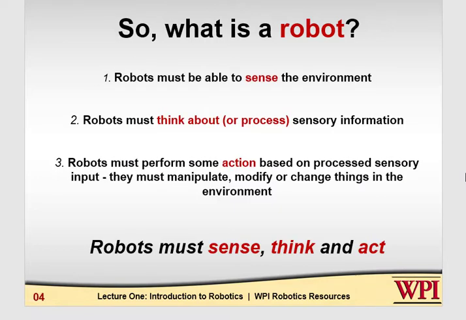The way we like to describe robots here at WPI is that a robot must first sense, think, and act. Sense means to observe and collect information from the environment. Think means to process this information collected from the environment, and act means to perform some action or carry out some programmed task based on the information that has been processed or programmed. Hence, for it to be a robot, it must sense, think, and act.